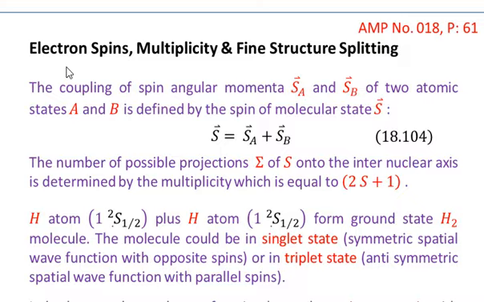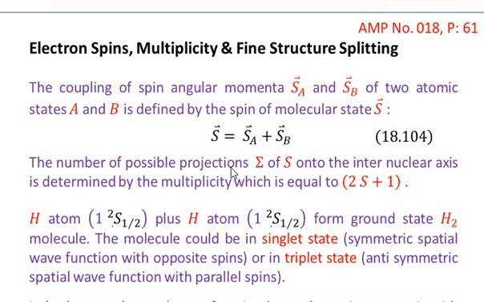So next I am going to discuss electron spins, multiplicity, and fine structure splitting. The coupling of spin angular momenta SA and SB of two atomic states A and B is defined by the spin of the molecular state, capital S. So capital S is equal to SA plus SB.